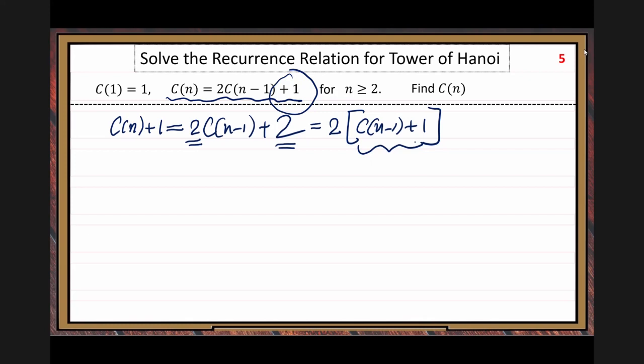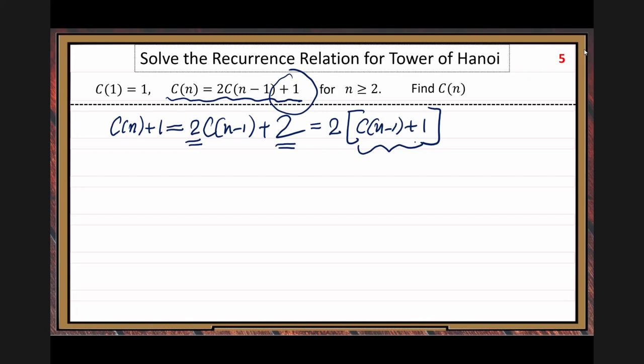Yeah. C function plus 1, that structure. How about that? C of problem size, yeah, that number is just the problem size. Then plus 1. Both sides add the same number, plus 1. So that's the reason we add a 1. If you add a 2 or 3, you cannot get this result. So that's why the 1 is important.